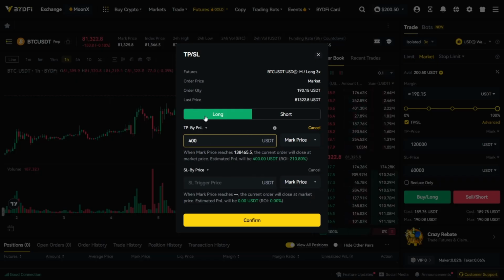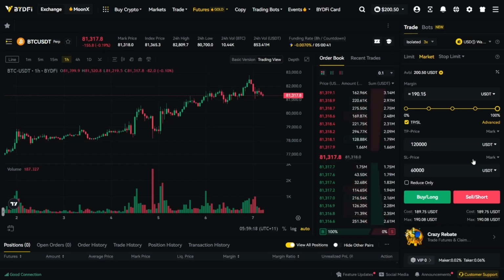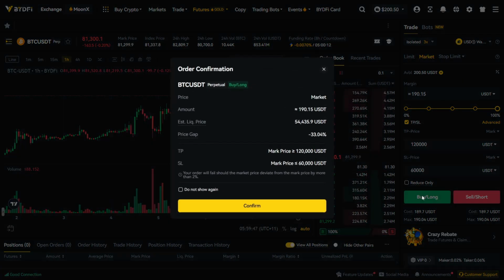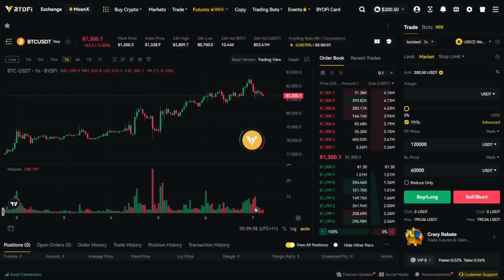These are the 3 different ways that you can set your take profit and stop loss, but we are just going to keep it at what we did before, which was setting it by price at 120,000 for our take profit and 60,000 for our stop loss. We can now finally execute our trade. Click buy/long. Here we can see the stats for our trade. We can go over it one more time and then confirm it.